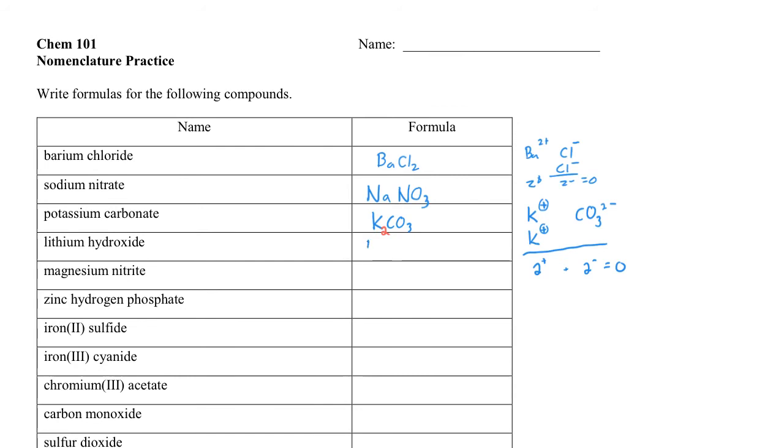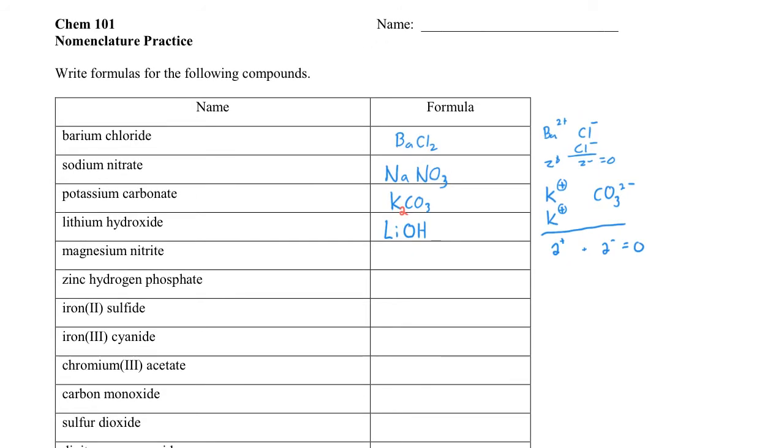Now, lithium hydroxide is pretty straightforward as long as we know the hydroxide is an OH. So the formula would just be 1 lithium and 1 hydroxide because each has a +1 or a -1 charge. So they balance out in a 1-to-1 ratio.